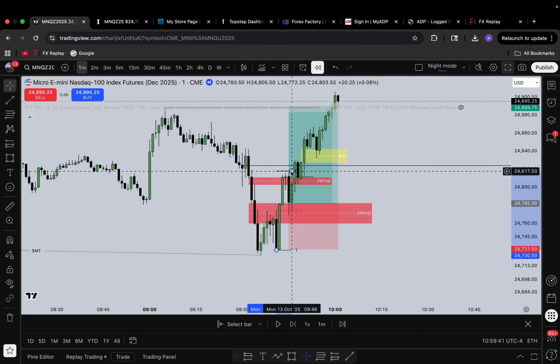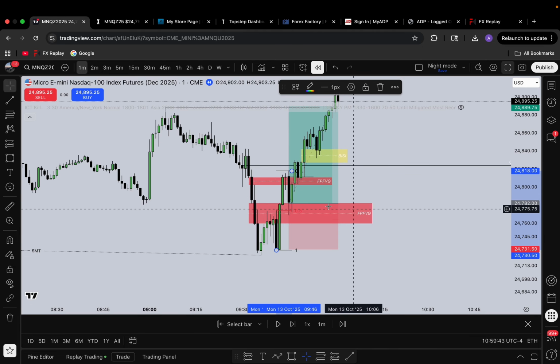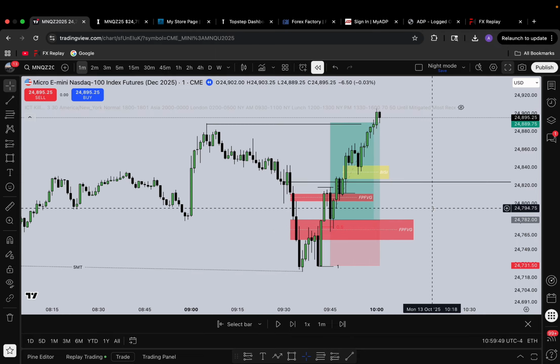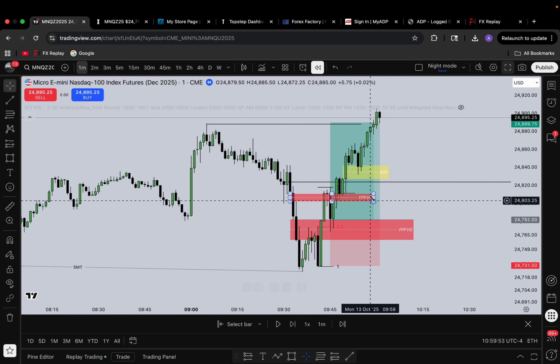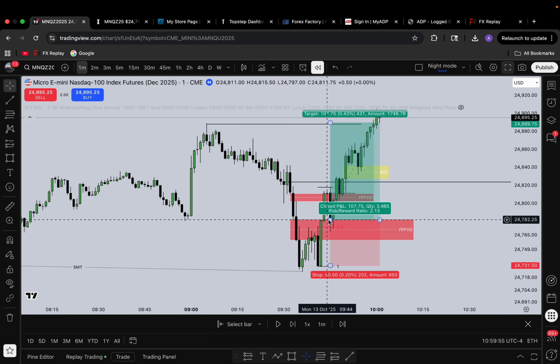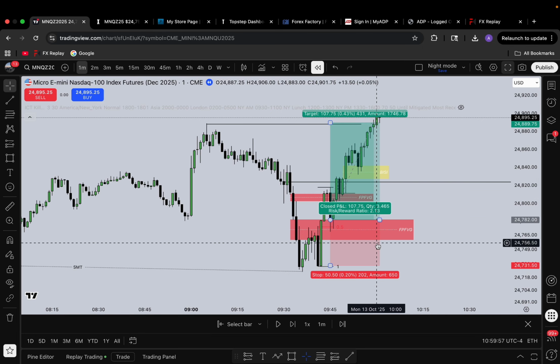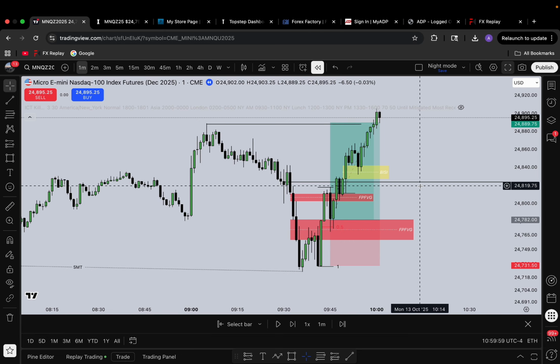And as you can see too, once we print out this high, we retrace to about 50%. And we're also respecting the consequent approachment of that first presented fair value gap. So as soon as we're dipping down to here, I'm already really convinced that we're going to go long, and I'm going to take that position a little bit lower on size. So I started with 3 contracts today.